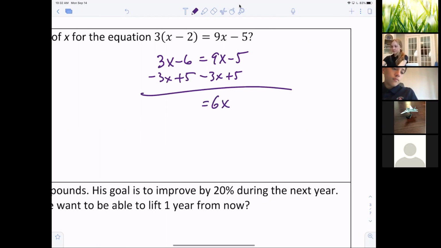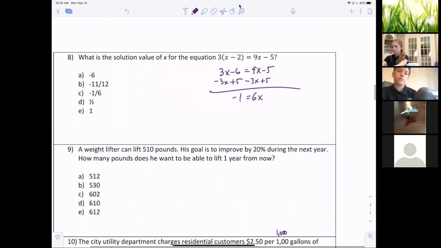6x is equal to negative 1. Does everybody see that? Now again, sometimes kids make a mistake and they thought the answer was A, but we know visually if we just divide by 6, we create a fraction.